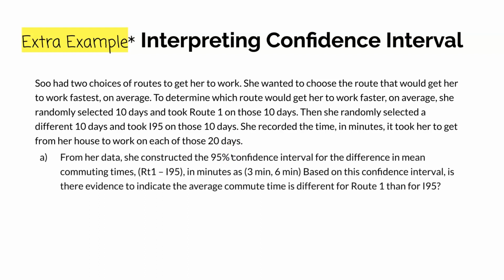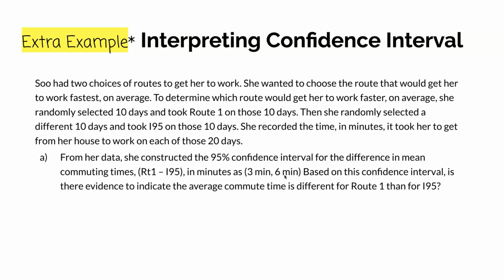From her data, she constructed the 95% confidence interval for the difference in mean commuting time. She did Route 1 minus I-95 commute time. And look, the confidence interval came out to be 3 minutes to 6 minutes. Based on this confidence interval, is there evidence to indicate the average commute time is different for Route 1 than I-95? Yes or no? What do you think?